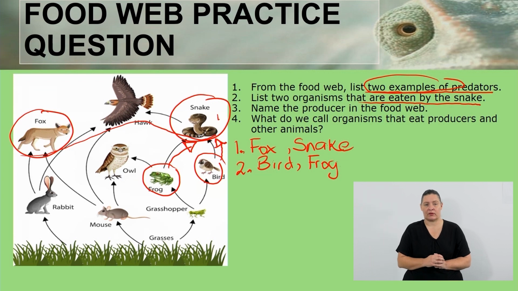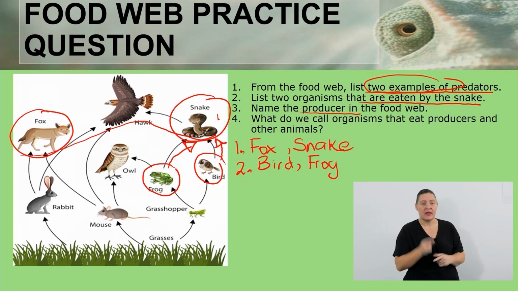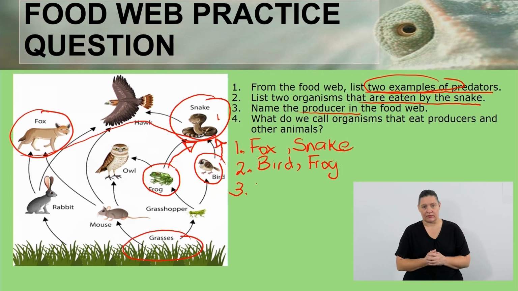Yes, and that is our second question. Now let us move on to the third one. The third one says, name the producer in the food web. If you remember, we said that producers are organisms that have the ability to make their own food. In this instance, the example of a producer would be our grass over here. So number 3 is grass.